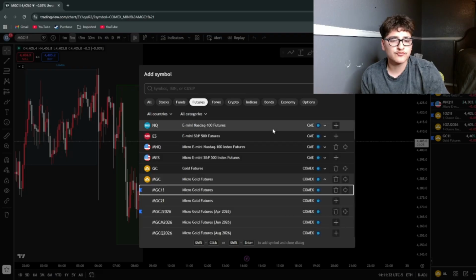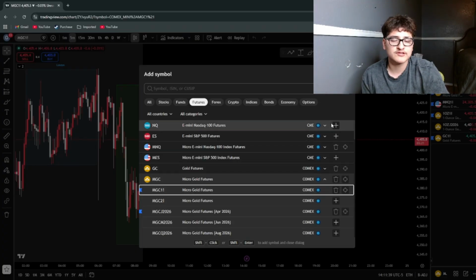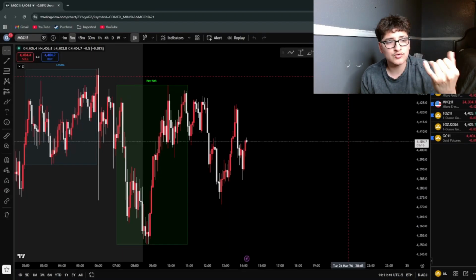For futures, I look for just NQ and gold, and I look at COMEX and CME. Those are the only two I use. So I only use NQ and gold.